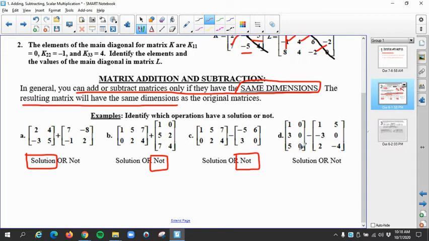This has 3 rows, 2 columns. So does this matrix. Therefore, you can subtract those together. Again, you have to have exactly the same size to be able to add and subtract matrices together.